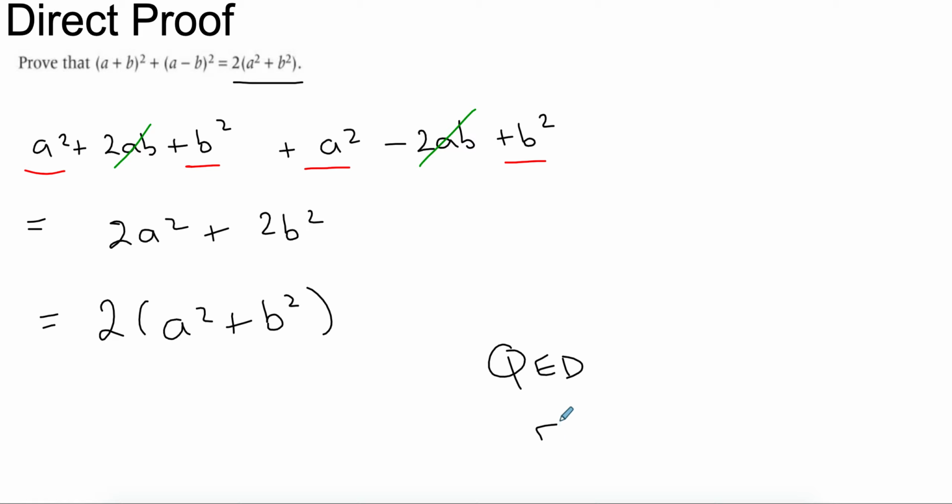Now you could either write QED or a coloured box. That's another way of ending a proof, but make sure that you've ended your proof at some point. And that's it. We've proved that they're equal. So the idea of direct proof, the idea of any proof actually, is to be able to use all the algebra skills that you've learned so far.